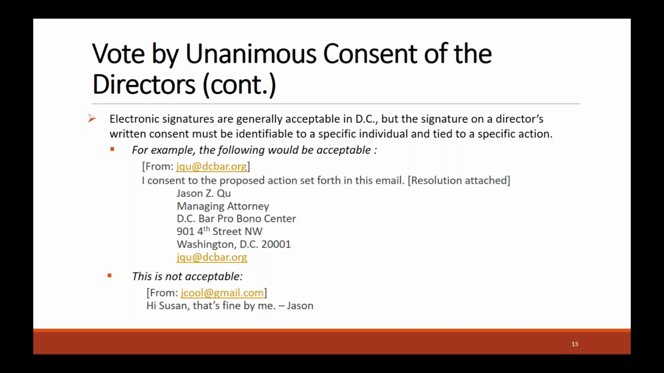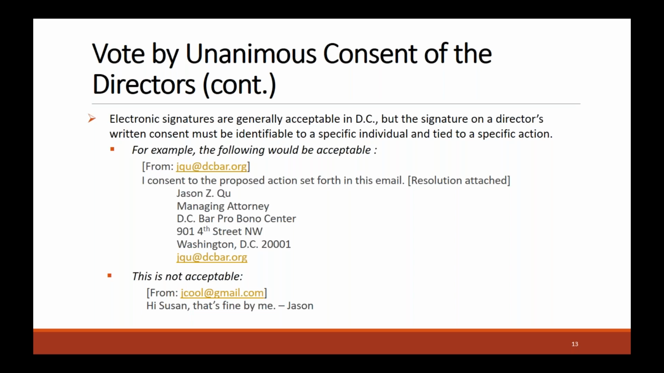In contrast, this wouldn't be acceptable if, Susan, our board president, sent out a resolution and I emailed her back, "Hi, Susan, that's fine by me, Jason." And the email address is jcool@gmail.com. Someone looking at this from the outside can't be sure which Jason this is, and it's not clear what issue we're talking about. So that's an example of an email consent that wouldn't be formal enough for the purposes of a unanimous written consent. These examples are email signatures.